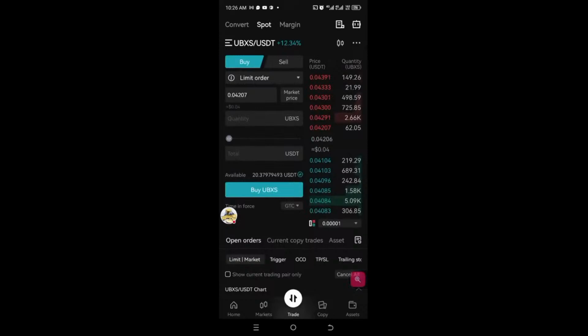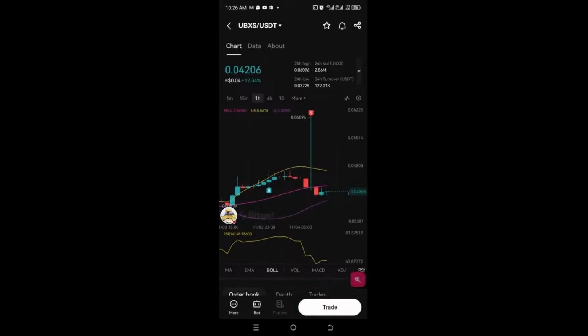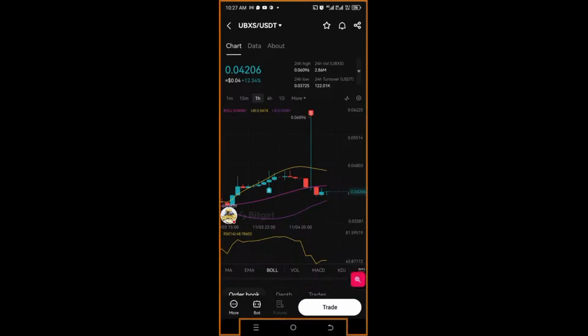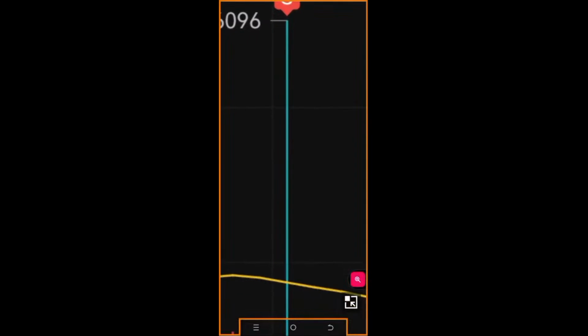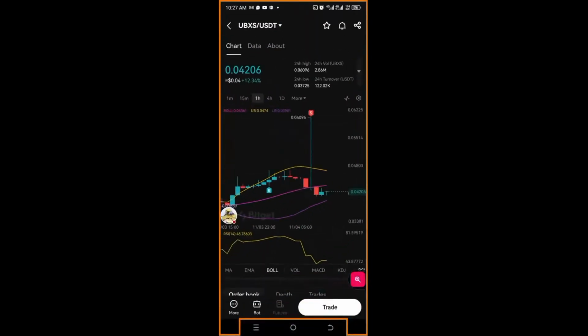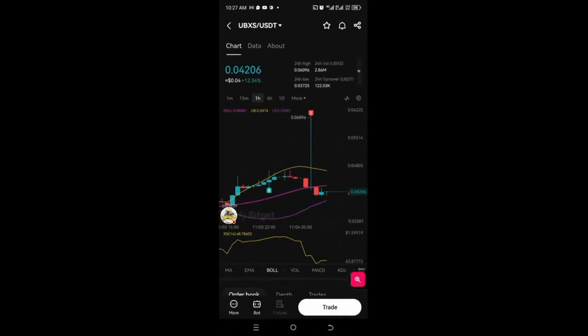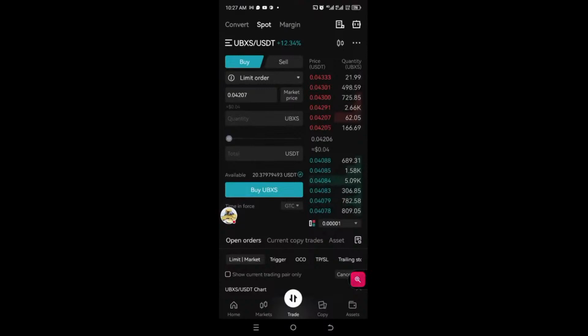Okay, let's see what's going on in the charts. Oh, woo, look at this. It shot up high. Wow. Interesting. Can you see what I'm seeing here? A big, huge spike up happened. And now it's going back up again. It'll take some time, but no, I'm not going into it for now.